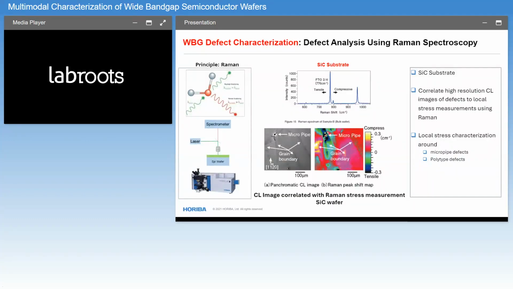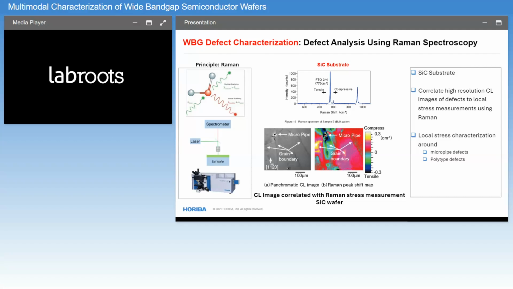So we'll come back to Raman spectroscopy as another technique for looking at defects. In this instance, we are showing a correlation between the high resolution defect map of what looks like a micropipe defect, which is what you see on this CL image in the middle of the page, the grayscale image here. You can see what looks like a micropipe. And we can correlate that measurement with Raman spectroscopy, which is the color coded image that you see to the right of that grayscale image.